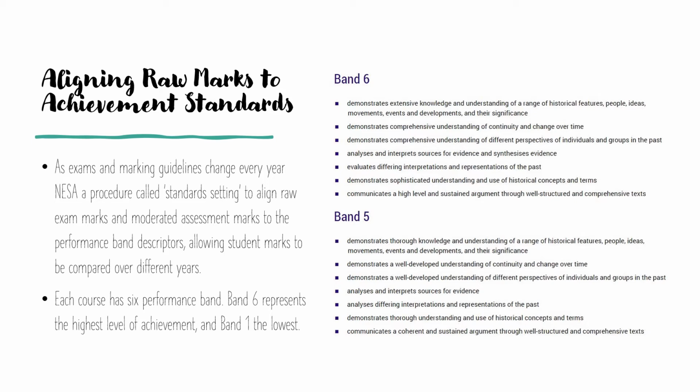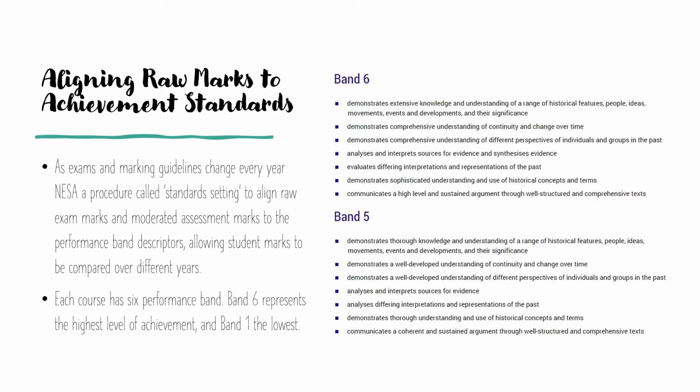As exam and marking guidelines change every year, NESA uses a process called standard setting to align raw exam marks and moderated assessment marks to the performance band descriptors, allowing student marks to be compared over different years. Each course has 6 performance bands. Band 6 represents the highest level of achievement and Band 1 the lowest.